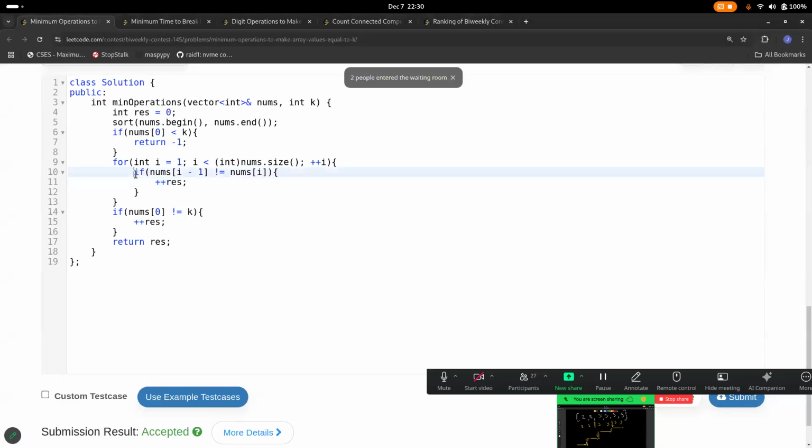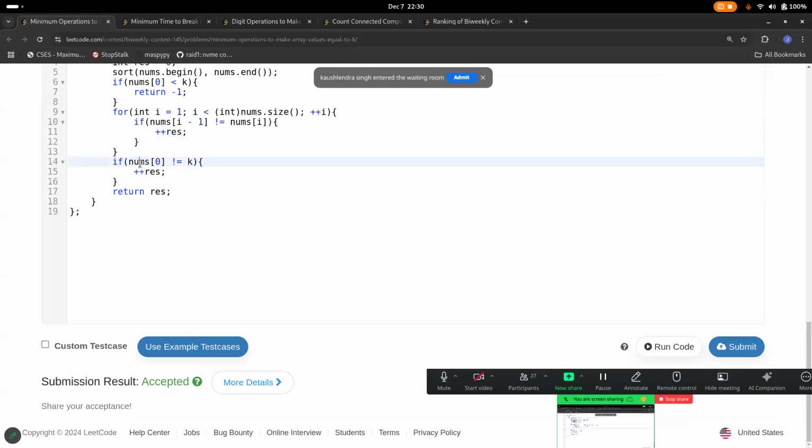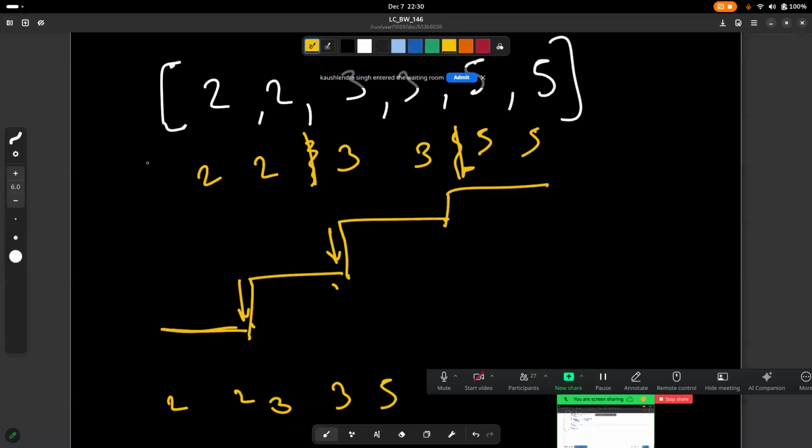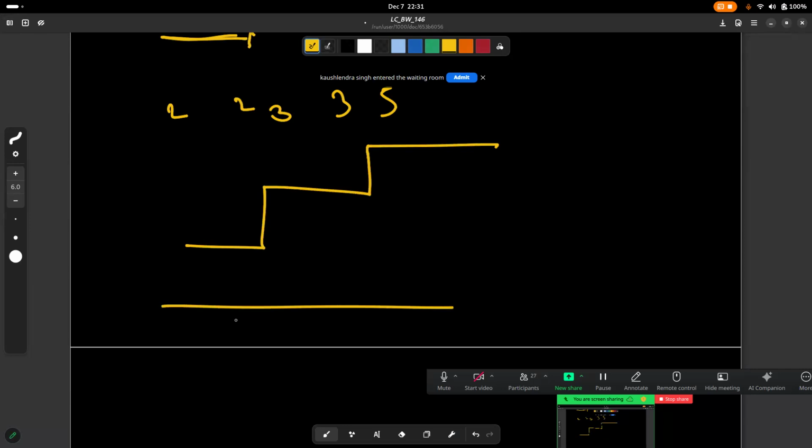Basically, this if statement is checking how many times my level is increasing, and for each level change I have to do at least one operation to bring that level down to the previous level. Initially these were my elements: first element, second element, third element, fourth element, fifth and sixth. I did one operation, brought everyone down to this level. I did one more operation, brought everyone down to this level.